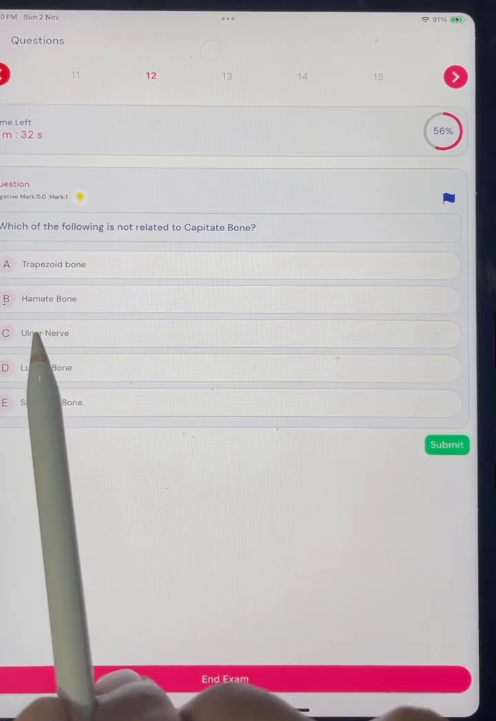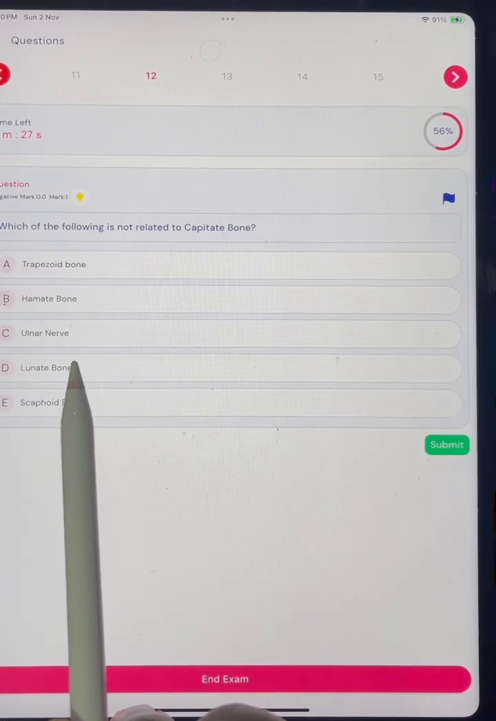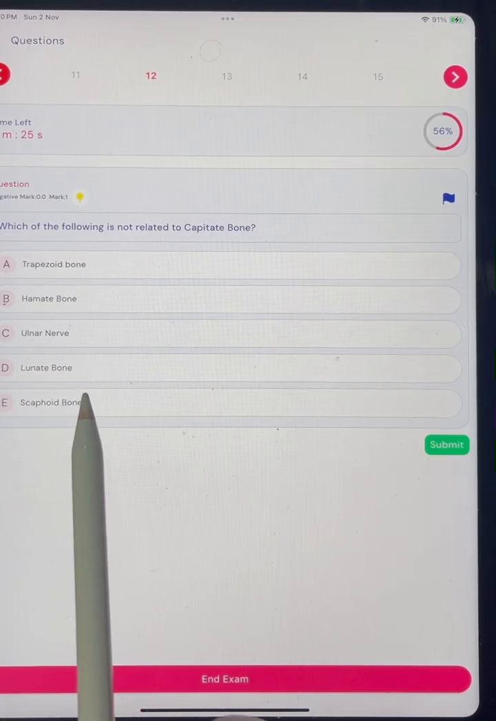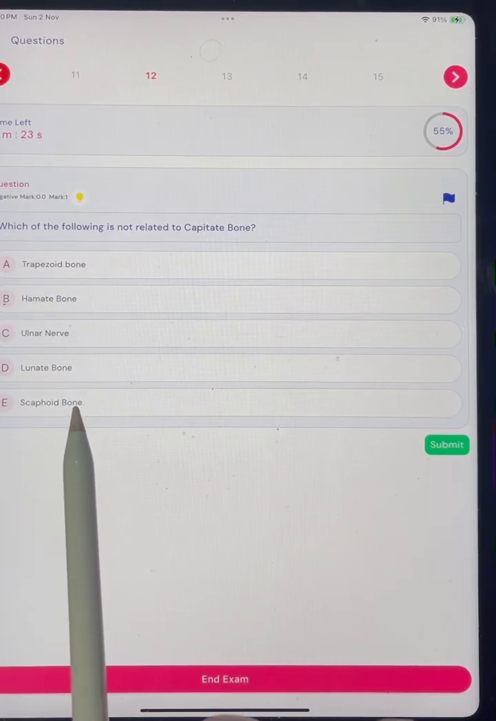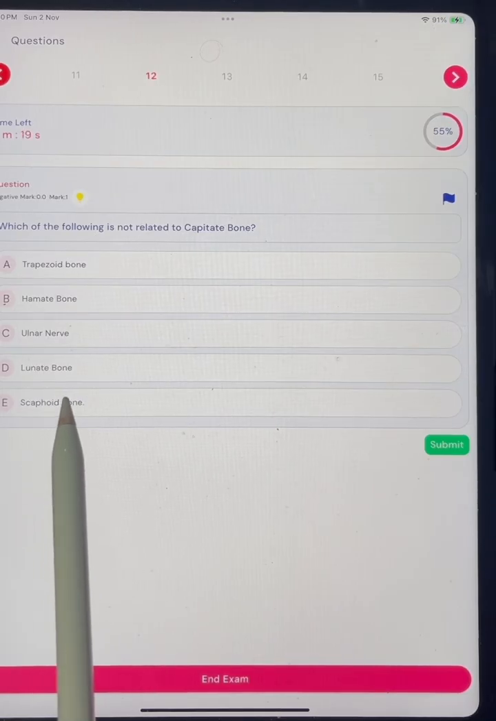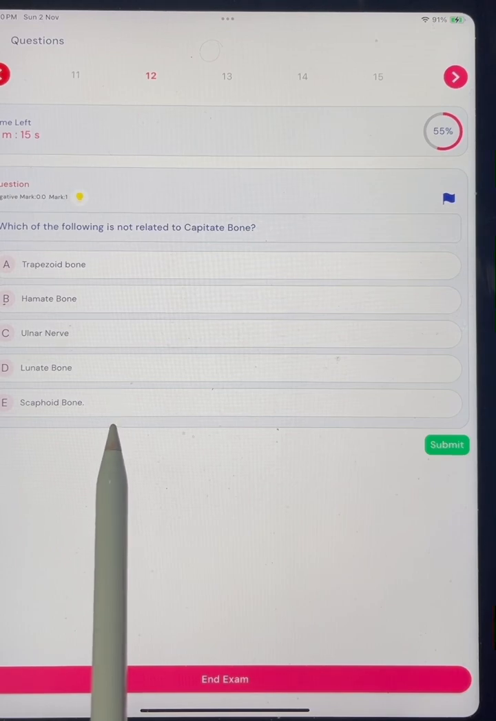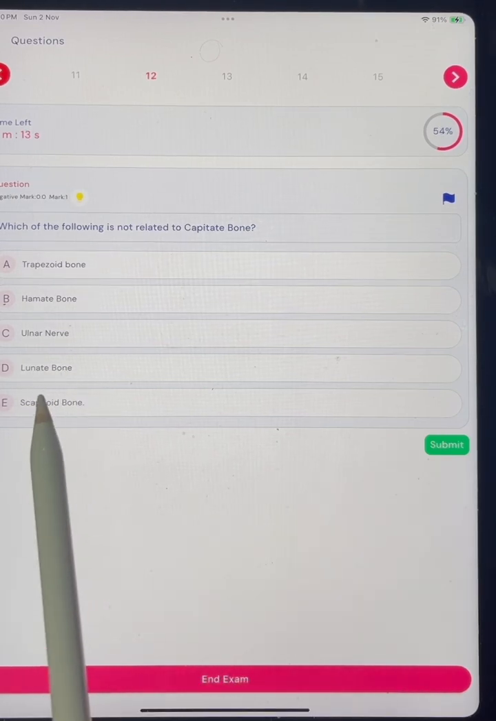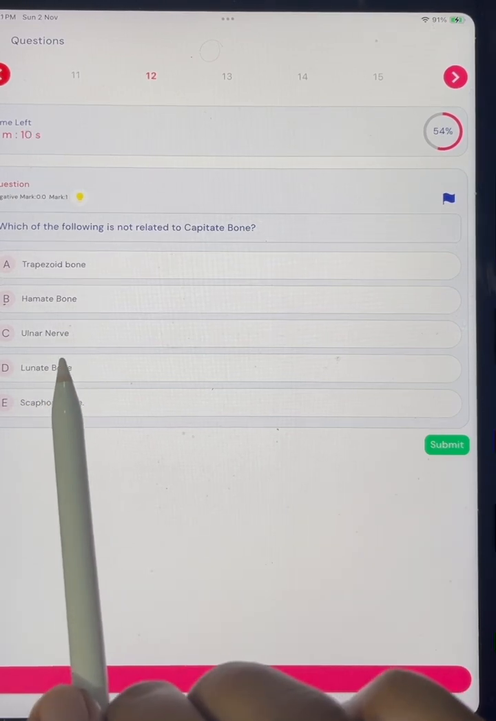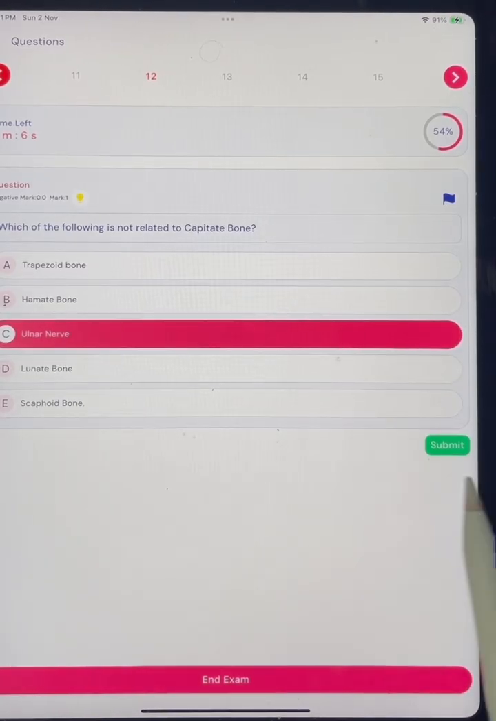She looks too pretty. Scaphoid is also in touch with it. Scaphoid is also. The ulnar nerve is actually very much away from the capitate. Let us see.